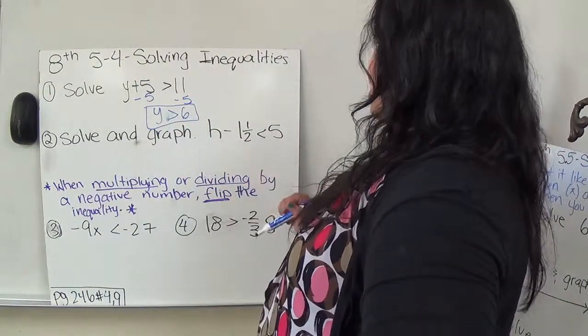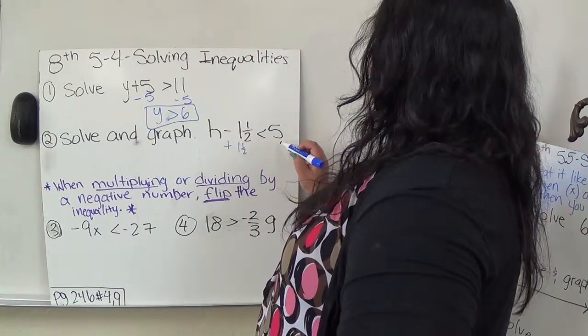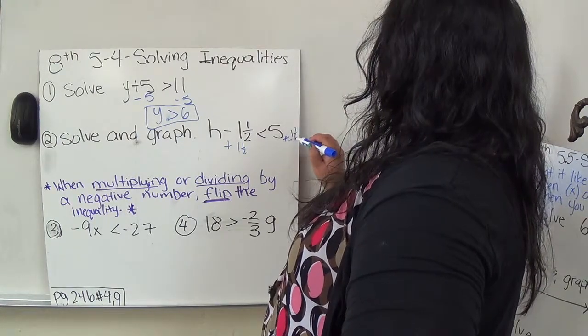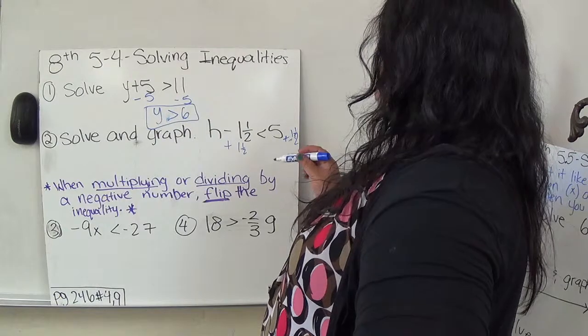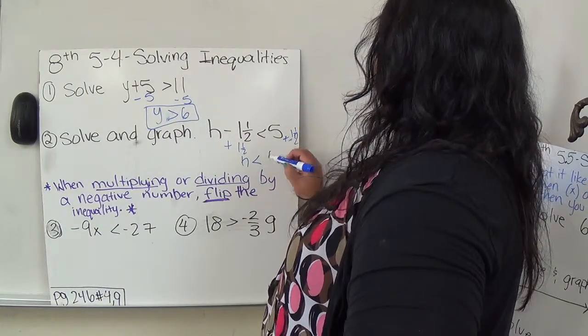So in this case, it's the same thing. I'm going to add 1 and 1/2 to both sides. I don't need to find a common denominator because I just have to add the whole number, and I end up with h is less than 6 and 1/2.